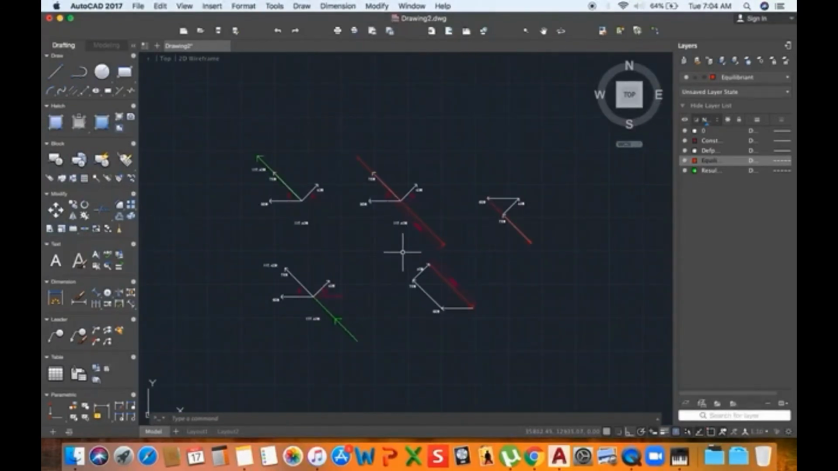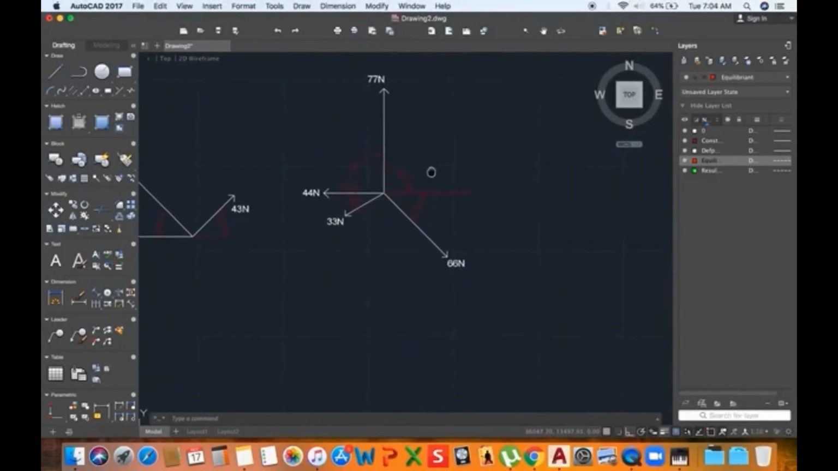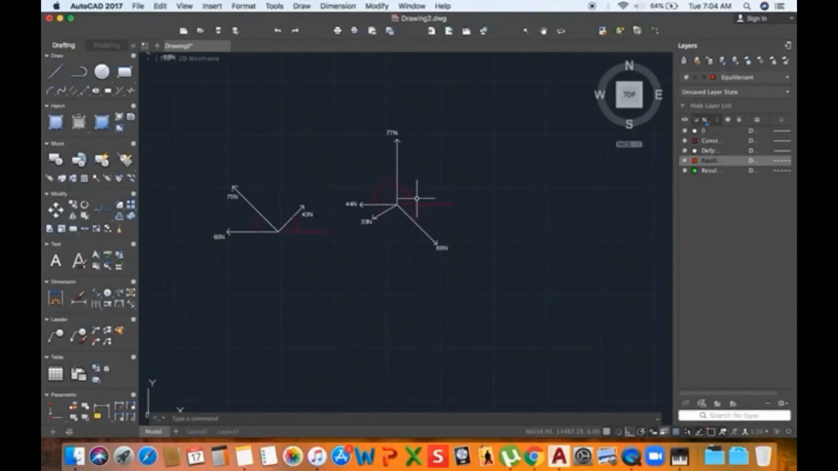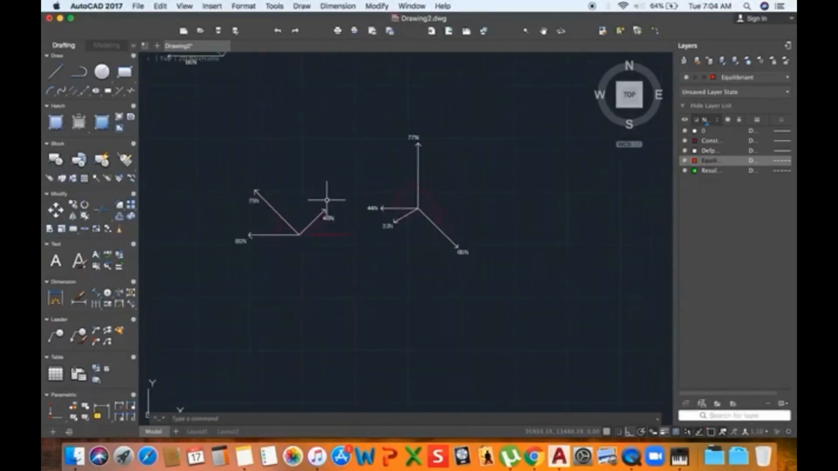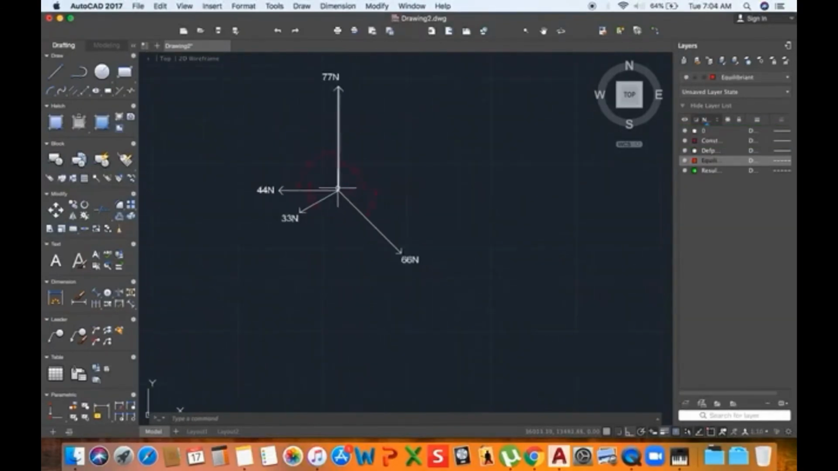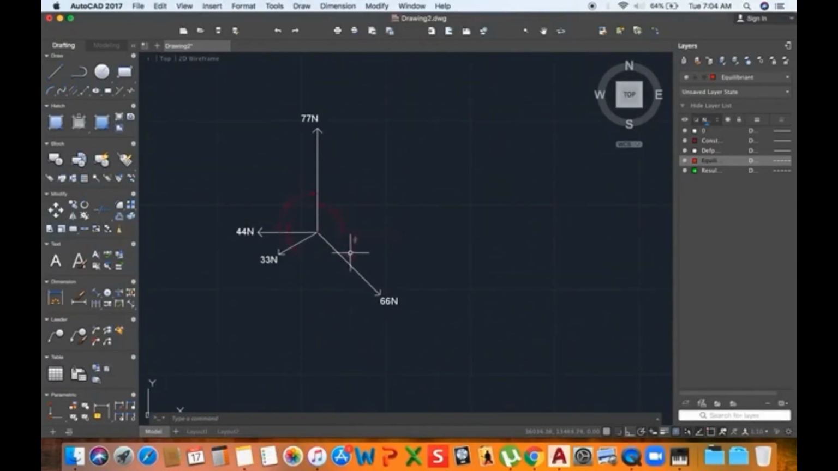Right? So let's move on to the final force. Same method. And I'll show you definitely, let's delete this out of the way, we don't need this anymore, that you now have to choose the forces in a particular order. So let's start with this 66 newtons. Copy.